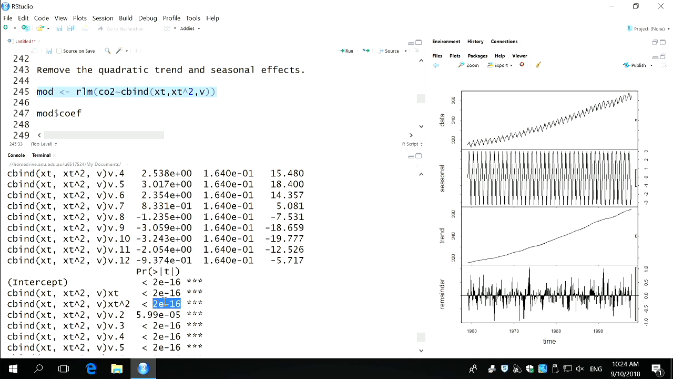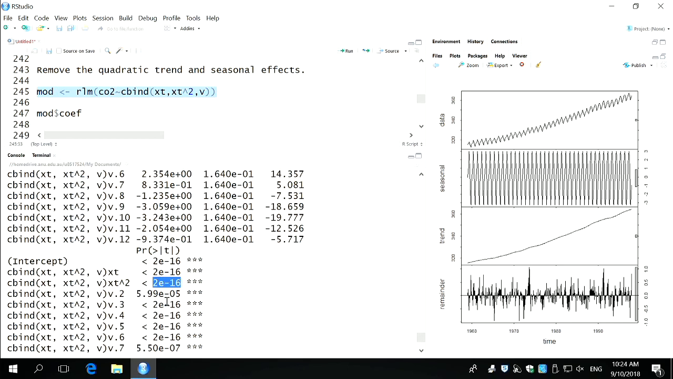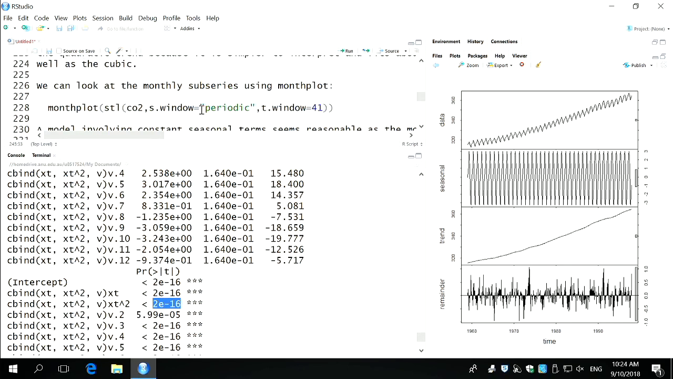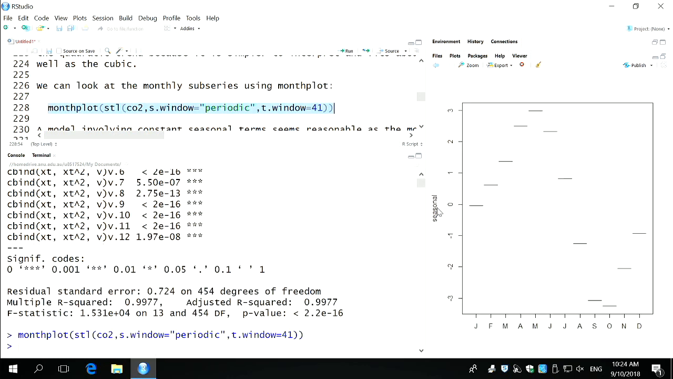So, very small p-value means it's significant. All the monthly terms look significant as well. Now, I'm going to show you something that's going to make you think, then I'm going to tell you we're not going to do it. So, remember when we used the STL? Here's the month plot from STL. These are the seasonal.